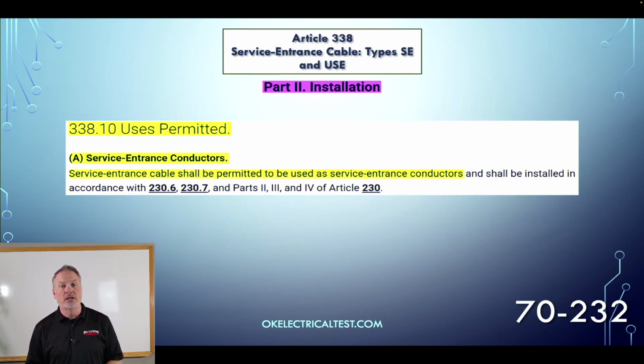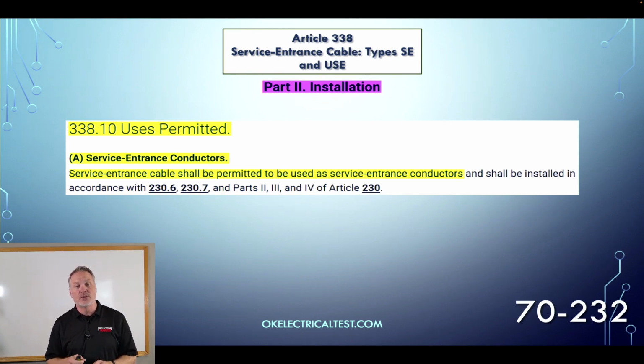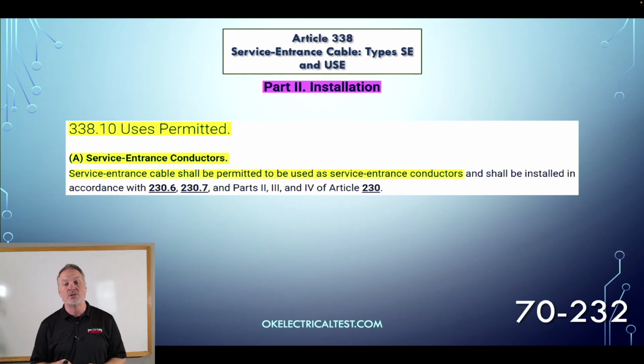Let's move on to Article 338. Article 338 is service entrance cable type SE and USE. Under 338.10, uses permitted, we've got letter A, service entrance conductors. Service entrance cables shall be permitted to be used as service entrance conductors. So my SE cable can be used as service entrance conductors. That kind of goes without saying if you know what SE stands for, right?